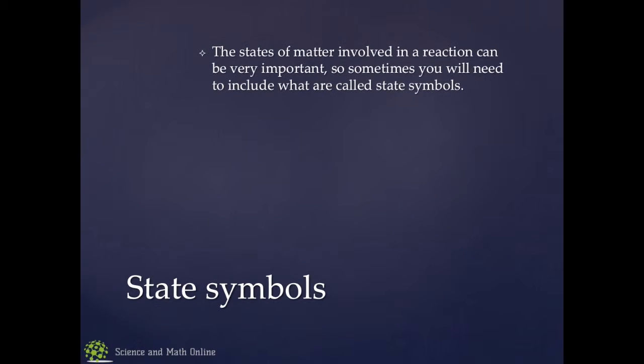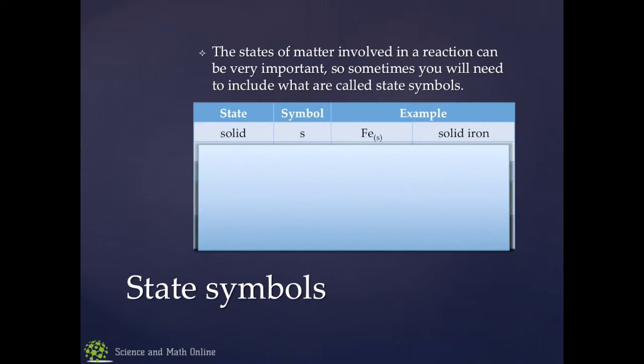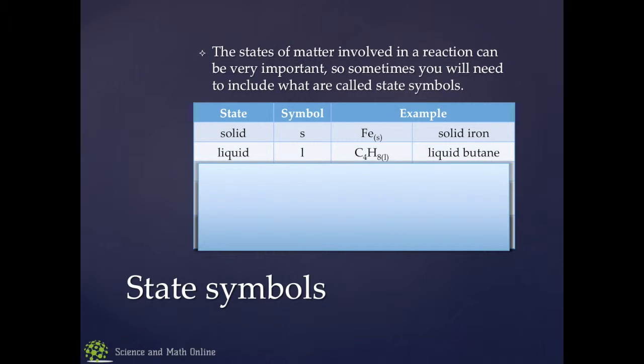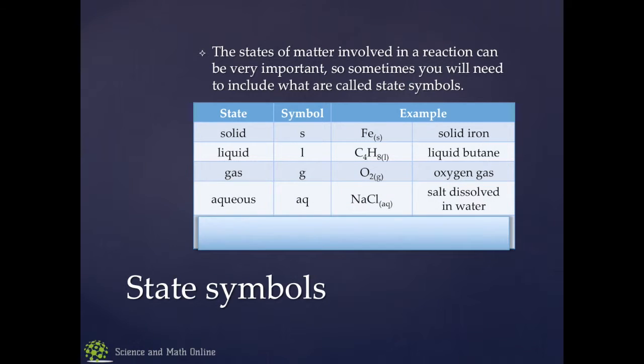All right, and then we also have what are called state symbols. These are used in formula equations, and they help us to understand what state something is in. So for example, a solid, okay, it makes a difference whether we're talking about solid iron or molten iron. A liquid, we've got liquid butane here, C4H8. Gas, okay, those are your most common: solid, liquid, and gas. And then we have what are called aqueous, and aqueous means dissolved in water.